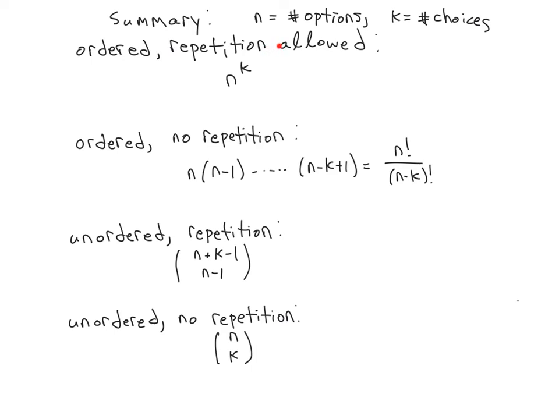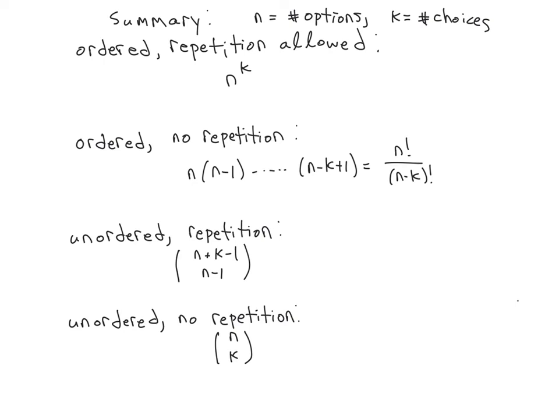Then we've already seen that this is n to the k, because the reason why is we're ordered, so you have to make a sequence of choices, and you're making k of them, and for each choice, you're allowed to pick all n possible options. So n for the first one, n for the second, n for the third, and the product of n, k times, is n to the k. This is an example of the generalized multiplication principle.